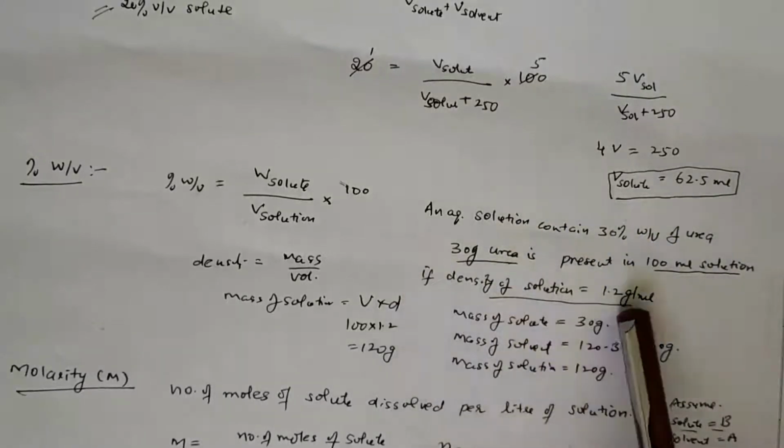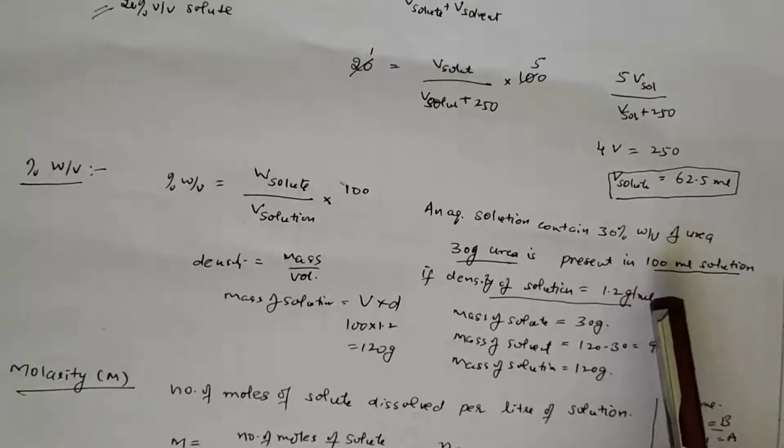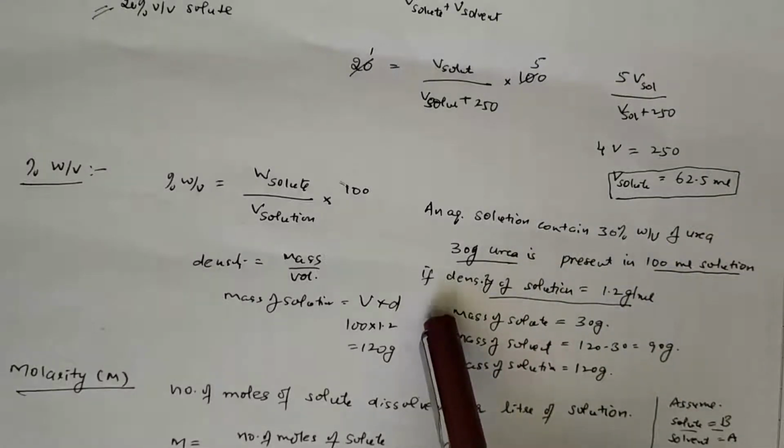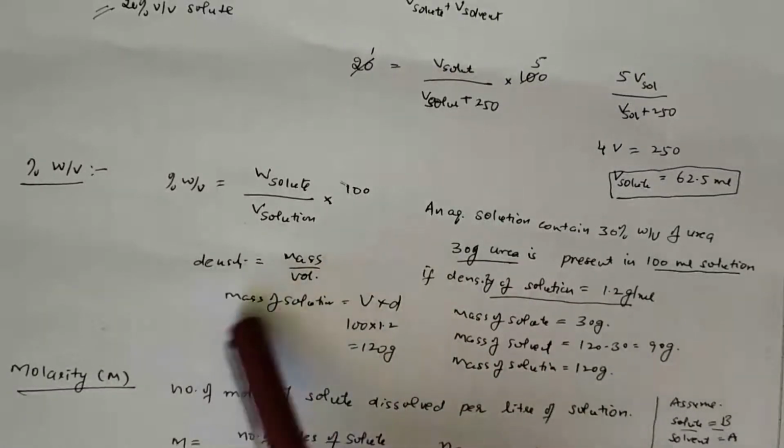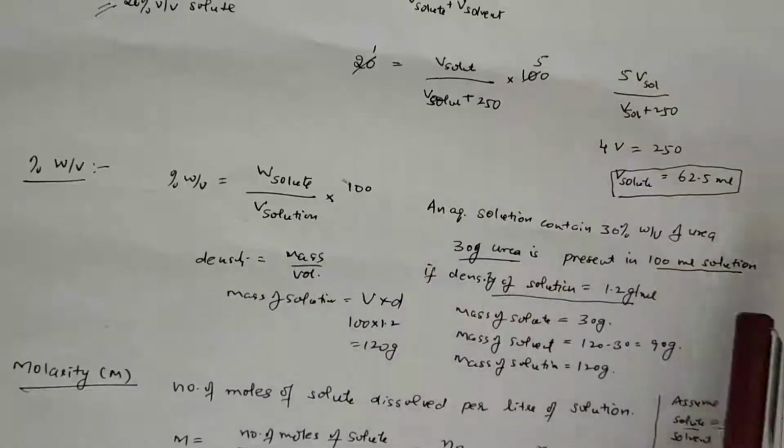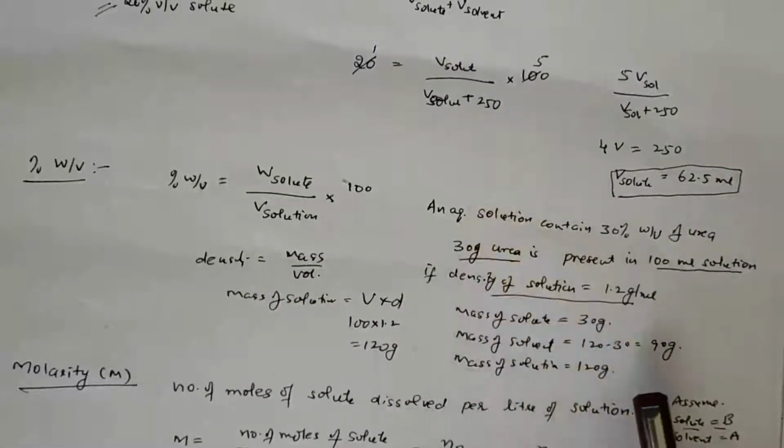If the density of the solution is given as 1.2, then you can calculate these three: mass of solute, mass of solvent, and mass of solution. Because density is given, you can calculate the mass of solution, and mass of solution minus mass of the solute, you will get 90 gram mass of solvent.